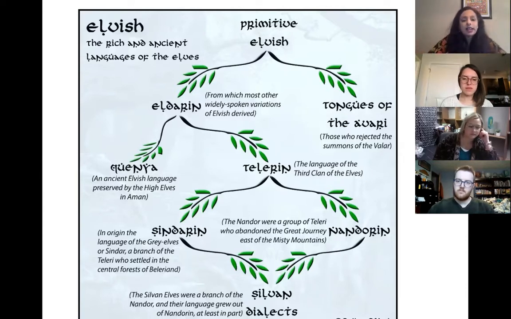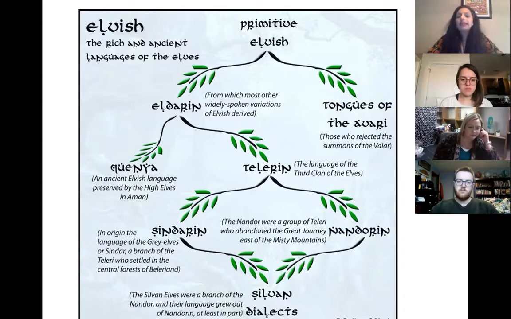And then Eldarin has two different subsections. Kenya, which is the ancient Elvish language preserved by the High Elves in Aman, and Telerin, which is the language of the third clan of the Elves. And it's from Telerin that you actually get Sindarin and Nandorin. Sindarin is basically the gray elves of Sindar. So that's why we see a lot of Sindarin in the book and in the movies, because you always see the gray elves, right? Or the silver elves. And Nandorin is the group of Teleri who abandoned the great journey east of the Misty Mountains.